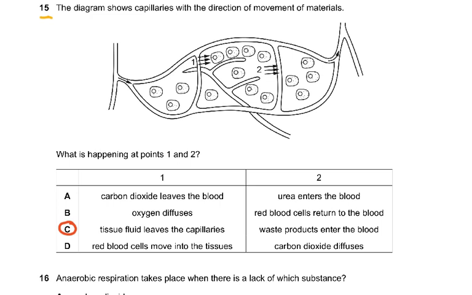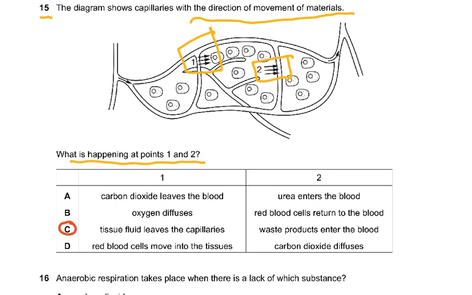Question 15, the diagram shows capillaries with the direction of movements of materials. What is happening at points 1 and 2? So this is 1 and this is 2. So what is happening at 1? Tissue fluid leaves the capillaries. Yes. And waste products enter the blood.